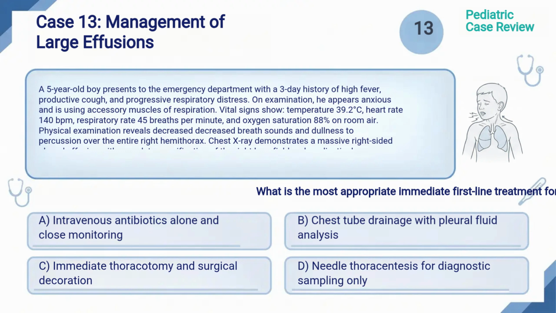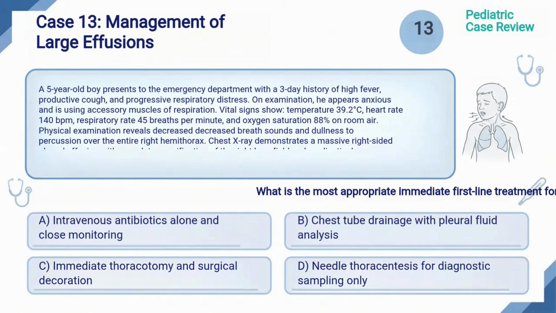Physical examination reveals decreased breath sounds and dullness to percussion over the entire right hemithorax. Chest X-ray demonstrates a massive right-sided pleural effusion with complete opacification of the right lung field and mediastinal shift to the left. What is the most appropriate immediate first-line treatment for this patient?